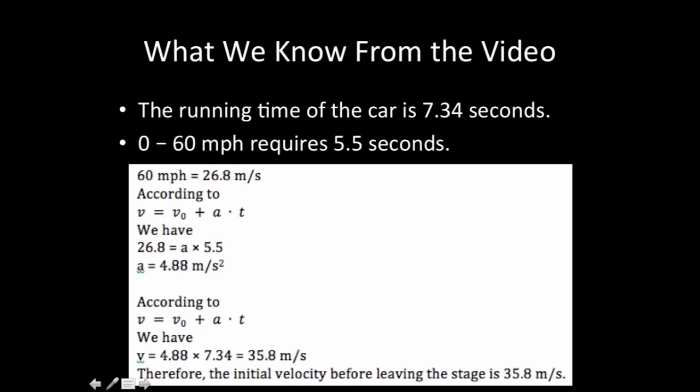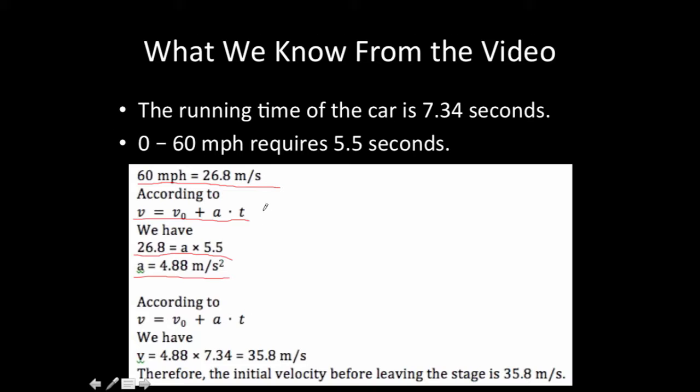First of all, we need to know the acceleration of the car. And we convert 60 miles per hour to 26.8 meters per second. And according to this formula, V equals V0 plus AT, we have this one. And finally, we get the acceleration is 4.88 meters per second squared.